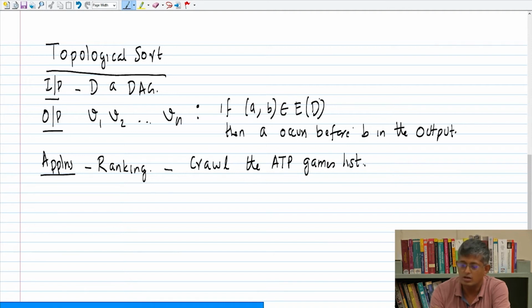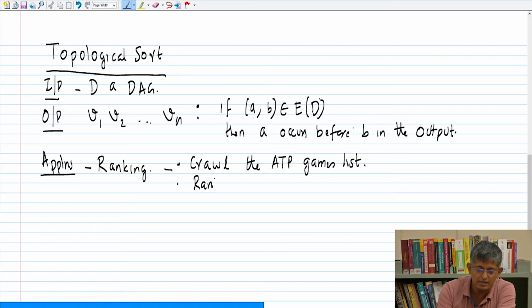Now, of course, it is most likely not a directed acyclic graph, because there will be cycles there. Players will play each other: x will beat y, y will beat z, and z will beat x. So there are likely to be cycles there. So here is a research and programming exercise.